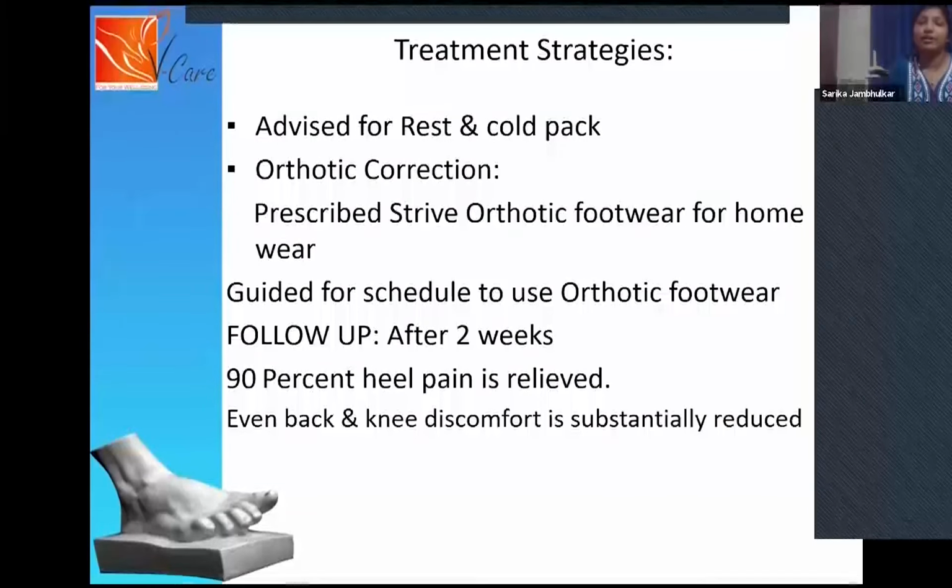And in 2 weeks, her pain was 90% relieved, and that is the main thing. But surprisingly, she also reported that her back pain and knee discomfort were substantially reduced. So that kind of result, even when the spur has developed, you can get pain relief within 2 or 3 weeks.